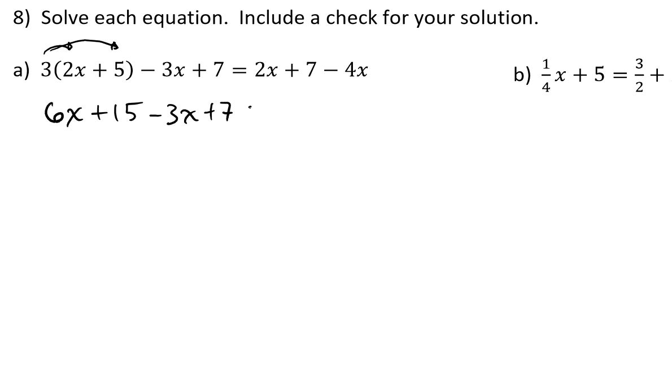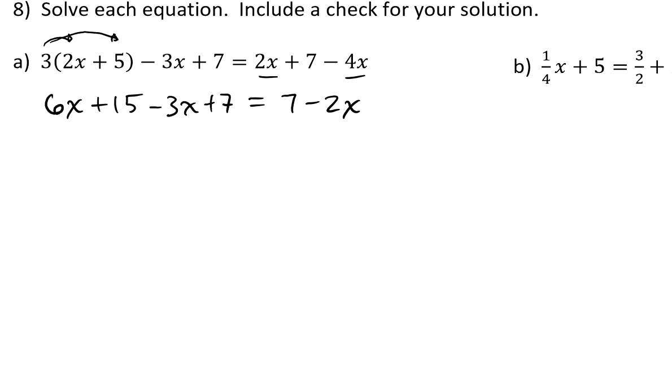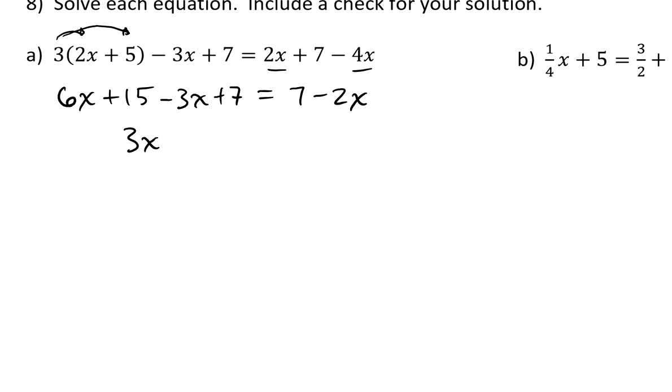On the other side, let's combine some like terms. I've got a 2x and a negative 4x, which would make 7 minus 2x if I combine those two together. On the other side, let's go and combine our x's also, so that should give us a positive 3x when I combine 6 times x minus 3x and plus 22. On the other side, it's still 7 minus 2x.